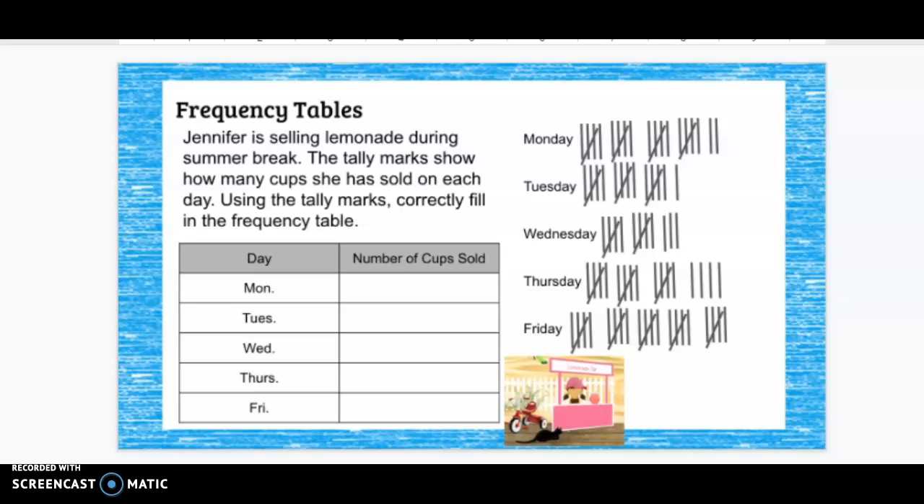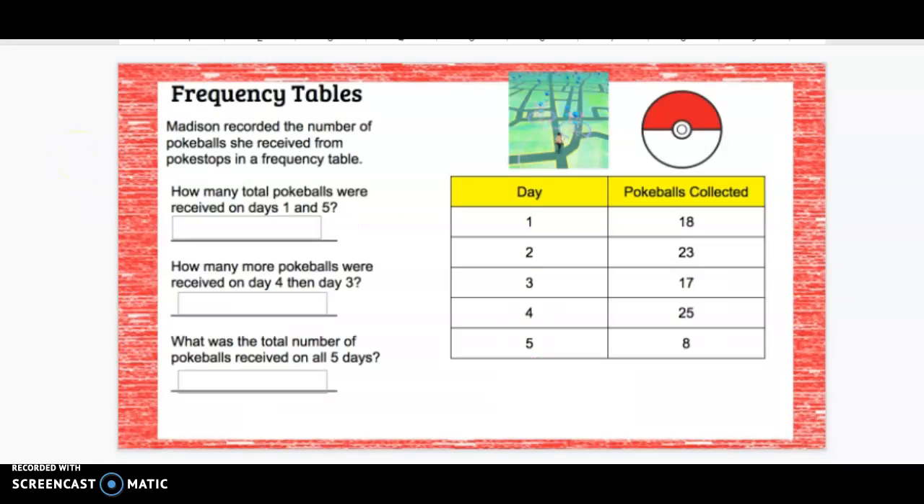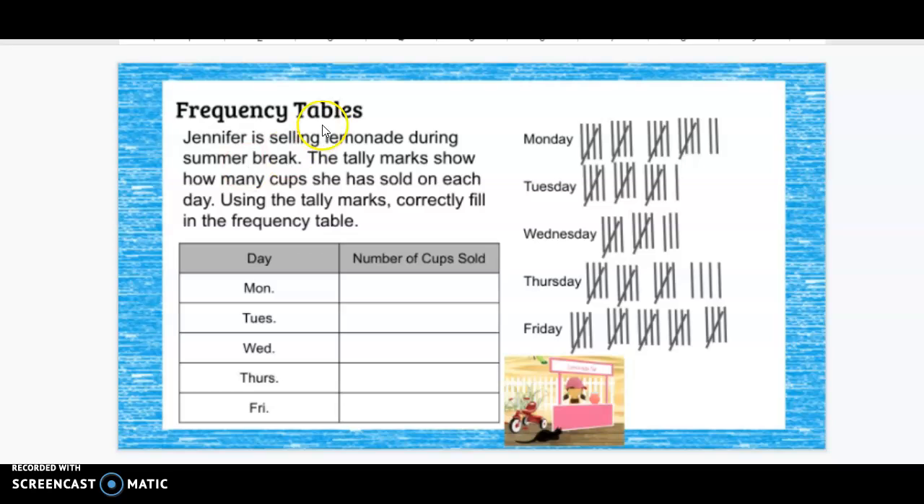Okay, the next graph that we're going to be looking at is our frequency table. So I'm going to model this one, and then you guys are going to do this one, okay? Jennifer is selling lemonade during summer break. The tally marks show how many cups she has sold on each day. Using the tally marks, correctly fill in the frequency table.